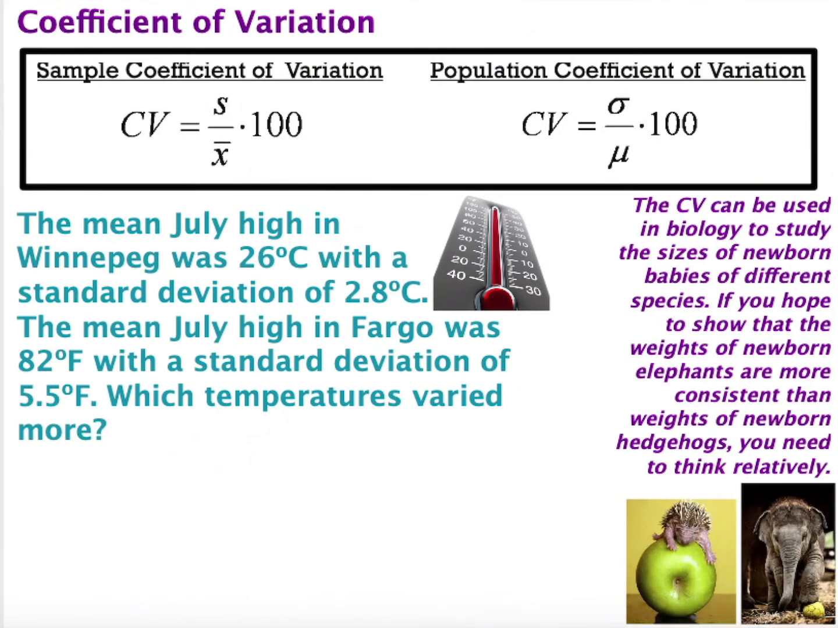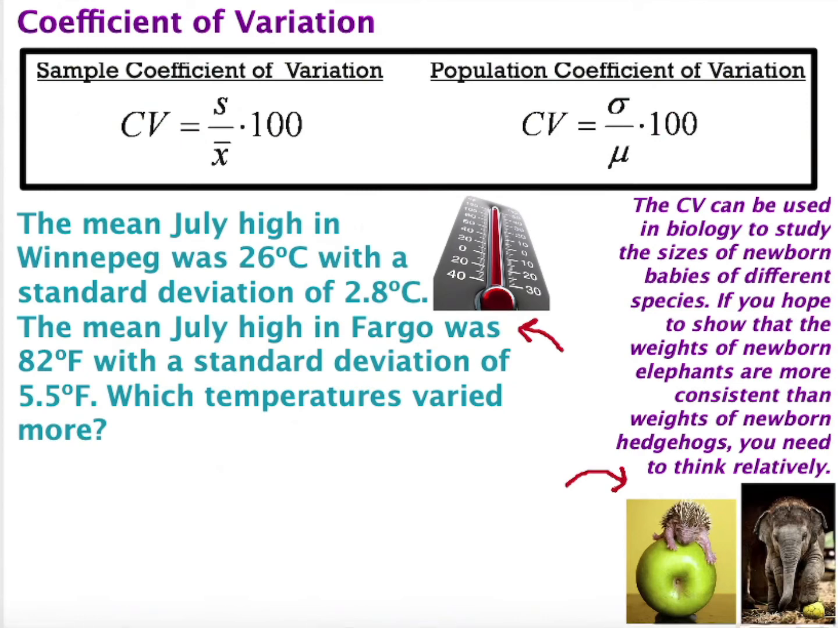I'm going to teach you a quick little formula called coefficient of variation, which is used to describe sets of data that are measured in different units, maybe degrees Celsius versus degrees Fahrenheit, so we can compare them better, or maybe birth weights of baby animals. It's hard to compare an elephant to a hedgehog, but coefficient of variation is a way to do this.